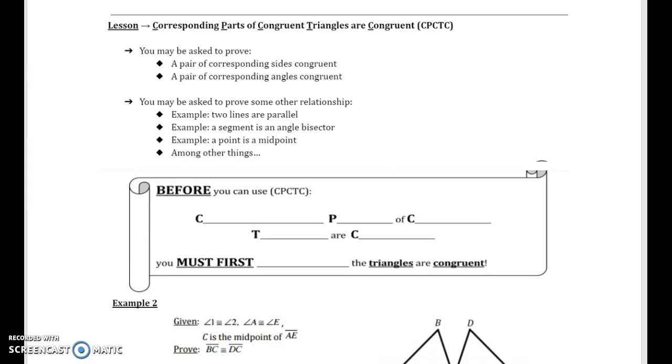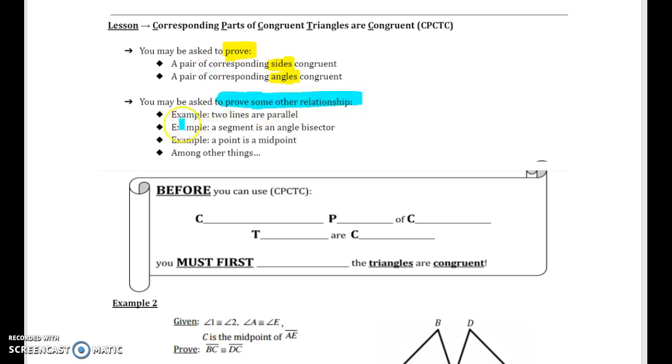Unit 4, Lesson 5. In this portion of the lesson, we'll be talking about corresponding parts of congruent triangles are congruent, or CPCTC. Right now we've been dealing with proving two triangles congruent. However, you may be asked to prove that a pair of corresponding sides, or corresponding angles, within those two triangles are congruent. You could be asked to prove some other relationship.